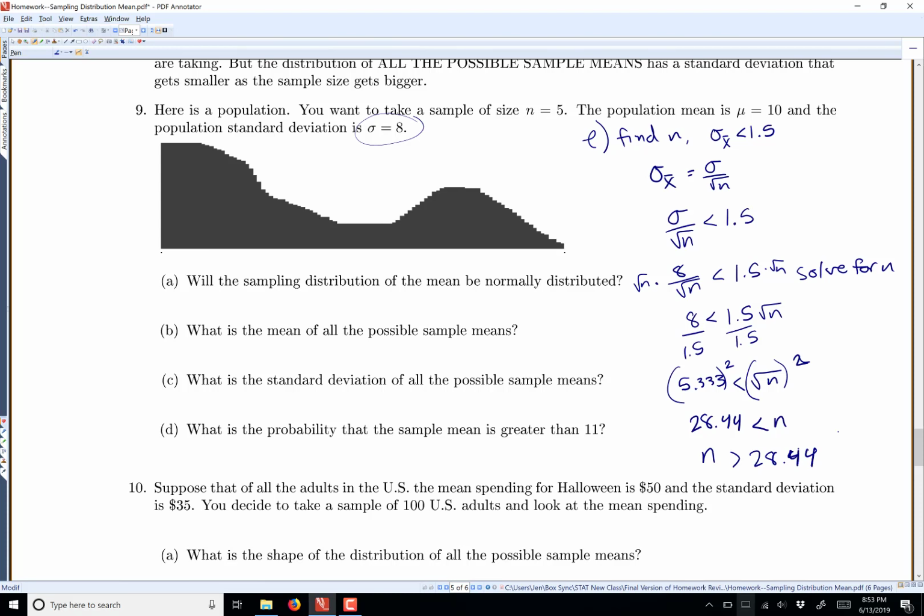Now, because when you're taking a sample, you cannot have part of a thing, we will round up and say we need at least 29 of whatever it is that we were talking about. So again, we just set sigma over square root of n less than 1.5 and just solve for n.